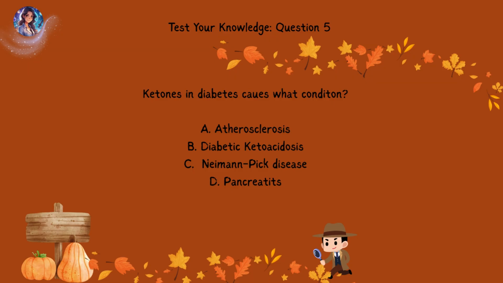Ketones in diabetes causes what condition? Well, we have to think about this critically. So in uncontrolled diabetes, we think about what we know about it. Okay, it triggers the triglyceride breakdown and it turns into fatty acids, the liver converts it to ketones.